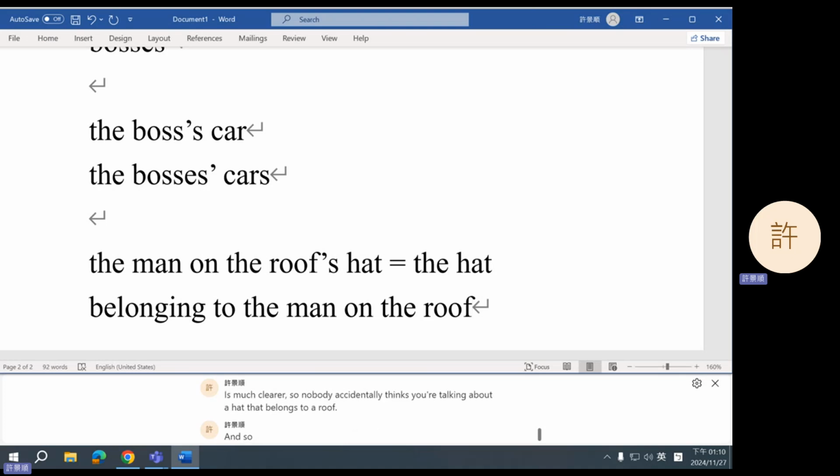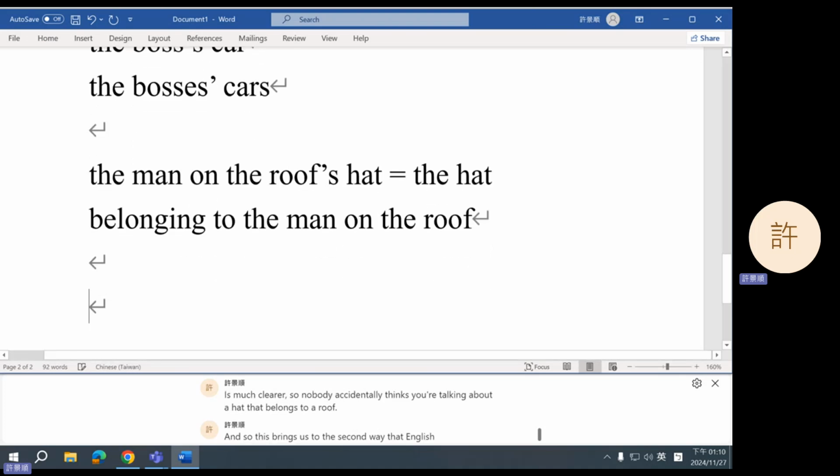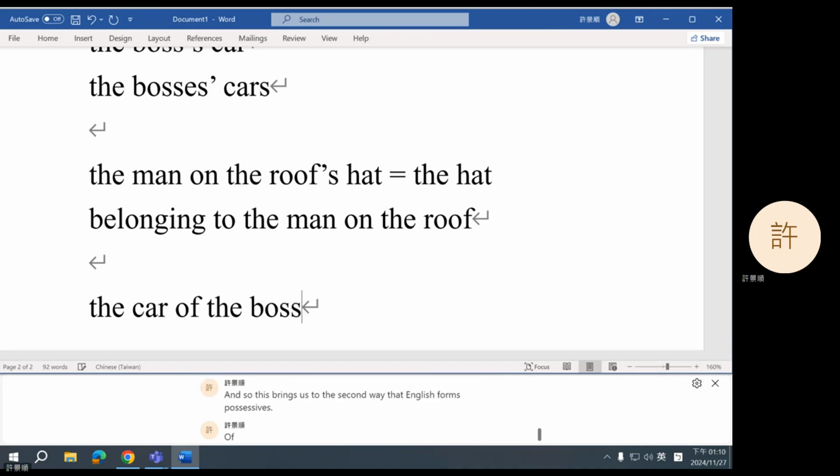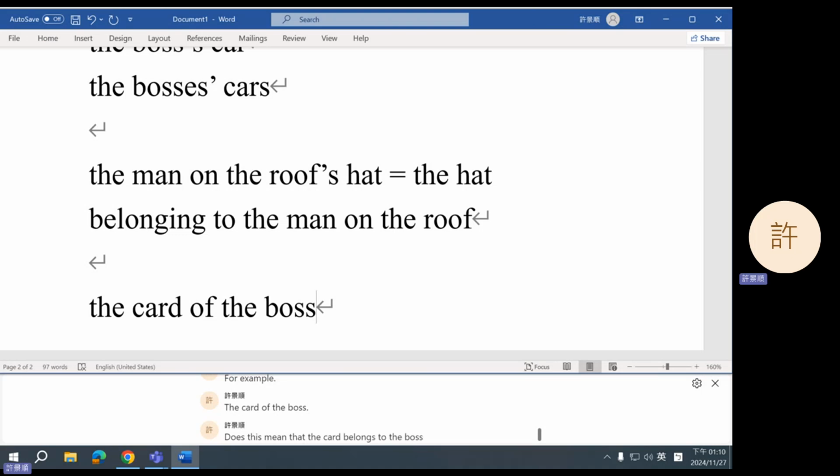And so this brings us to the second way that English forms possessives, of. Using of also has some dangers. For example, the card of the boss. Does this mean that the card belongs to the boss? Or does that mean that the boss is on the card? Like the card is a picture of the boss or the boss's name? Of can go in both directions.